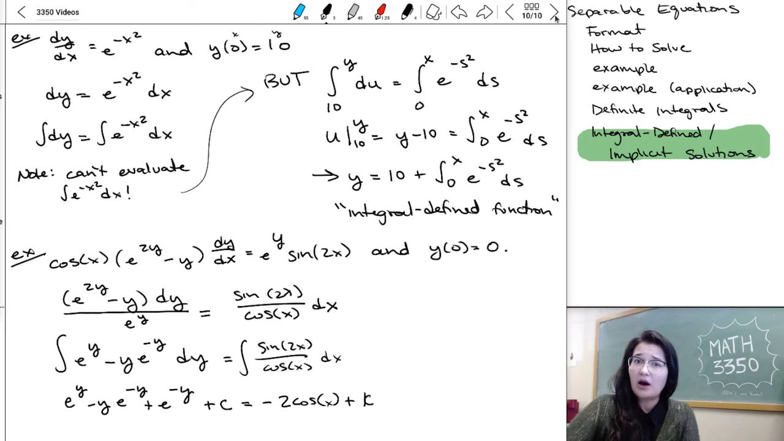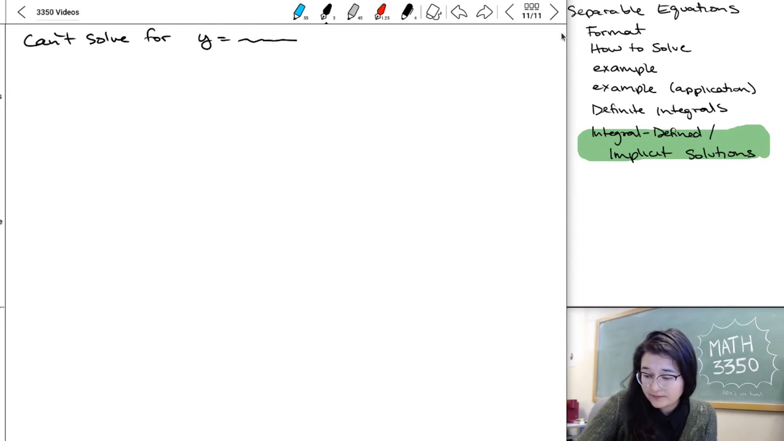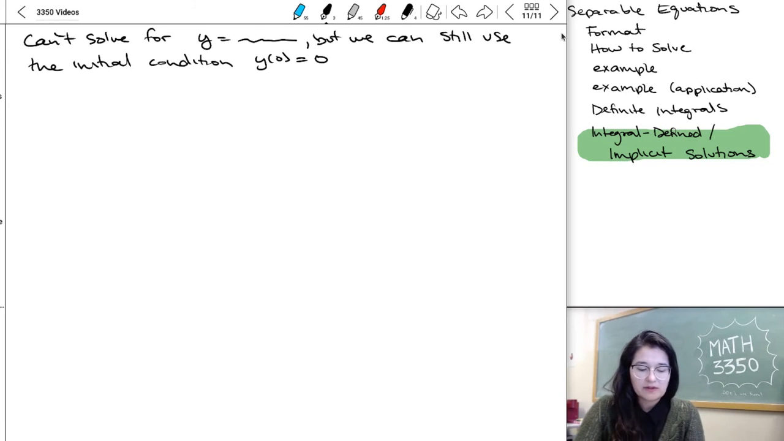Hit pause if you're still copying that down, but I'm going to move to the next slide so I can show you how we'll deal with this. Our problem is that we can't solve for y equal a bunch of stuff. But we can still use our initial conditions, y of 0 equals 0, to try and get rid of our unknown constants.